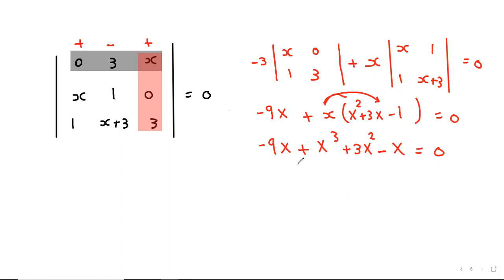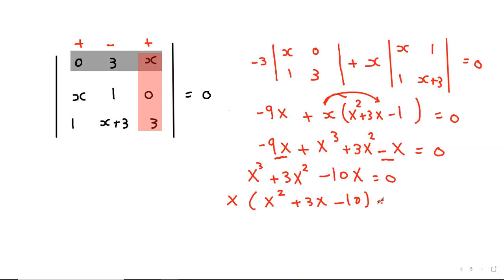Then we can rearrange them and take x as a factor. So here it's x to the power of 3 plus 3x to the power of 2, and here minus 9x and minus x, it's minus 10x equals 0. Take x as a factor, then you are left with x squared plus 3x minus 10 equals 0.